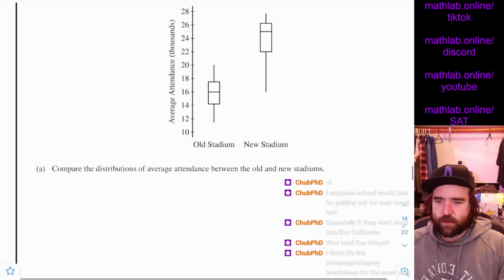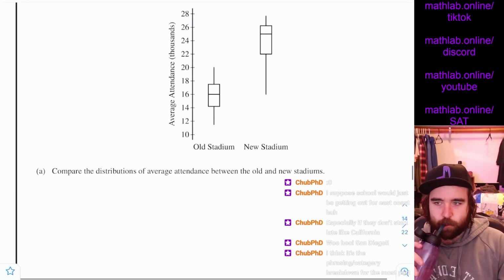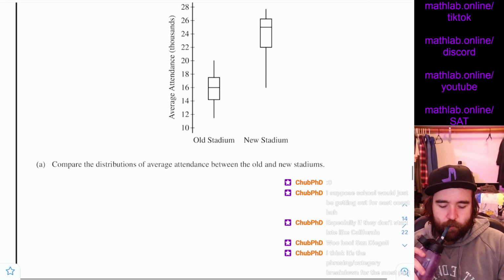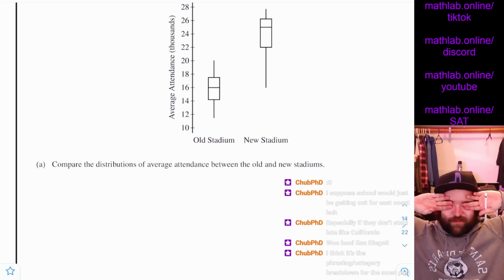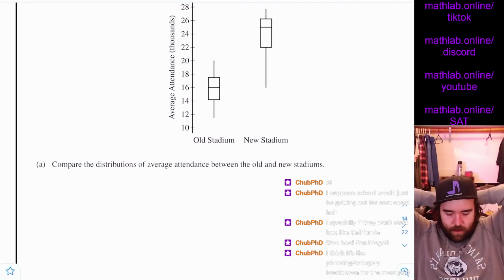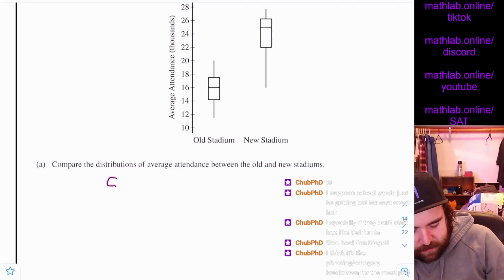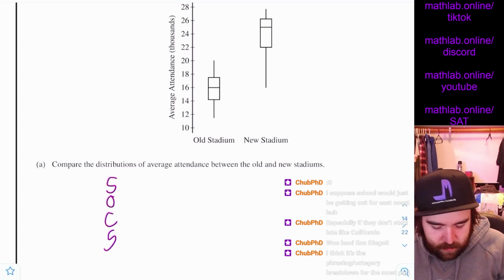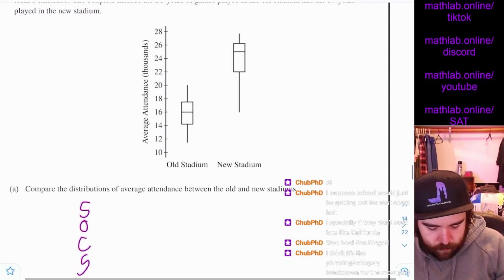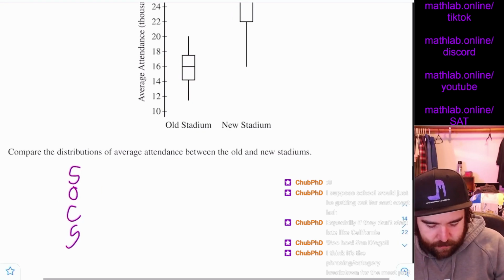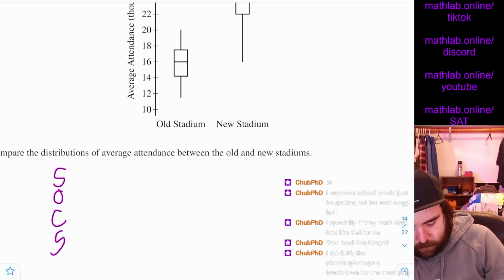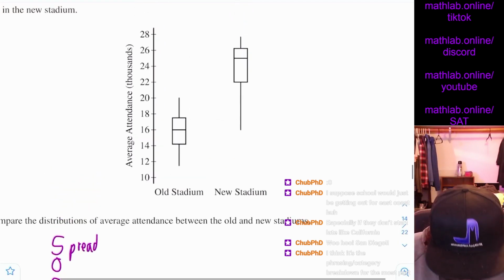Compare the distributions of average attendance between the old and the new stadiums. So what's the acronym we're supposed to use here? Why am I blanking on that? Center, spread. Oh, SOX. Right. SOX. Of course, a lot of them start with an S. So the spread.